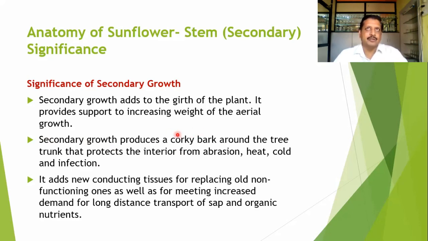We climb trees so many times, but is there any harm to the tree? Because the bark is there. Whatever wound is caused by our going up and coming down, that corky bark can be removed, but there is actually no harm to the water conducting tissue, the living tissue, that is the phloem inside. It adds new conducting tissues for replacing old and non-functioning ones. The work of continuous secondary growth is that the non-functioning tissues can be replaced by the secondary tissues. It may be secondary xylem or the secondary phloem.